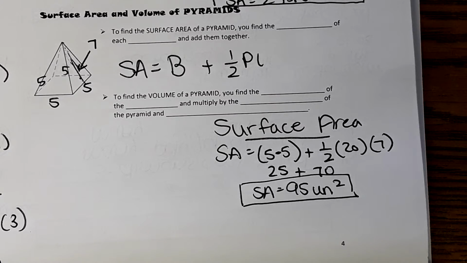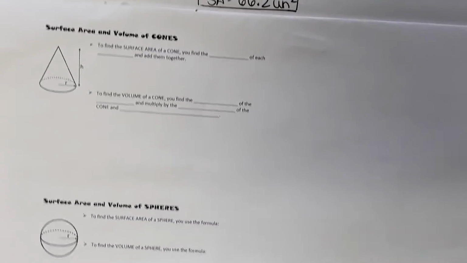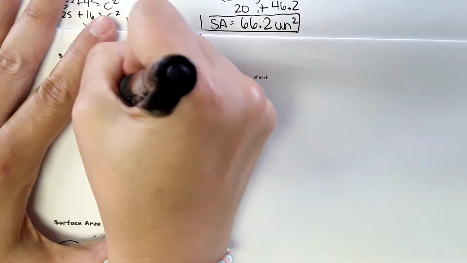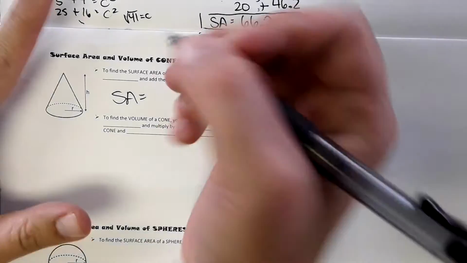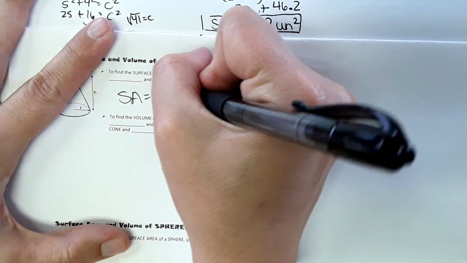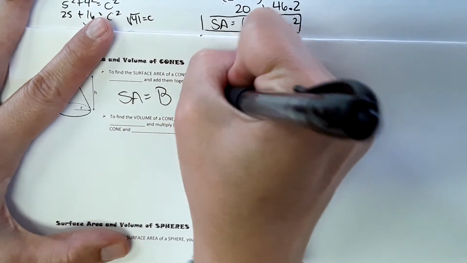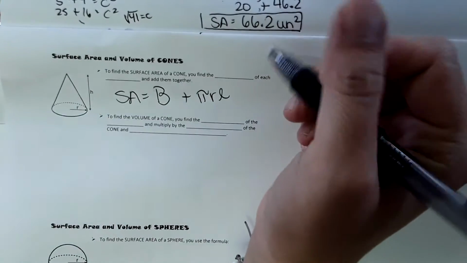Okay, next, surface area of a cone. Are you guys still with me? Still alive, still breathing? You still have a pulse? Okay. Surface area of a cone is area of the base plus pi RL. L being the slant height.